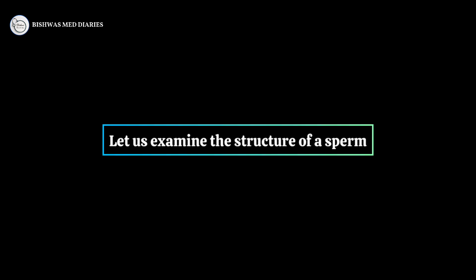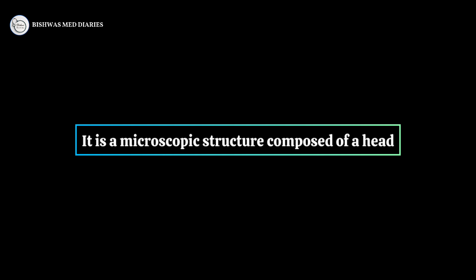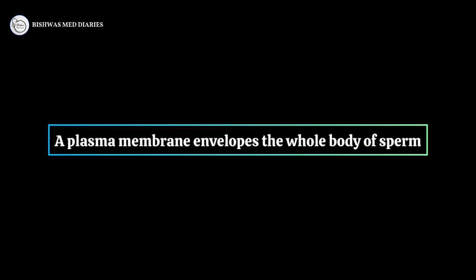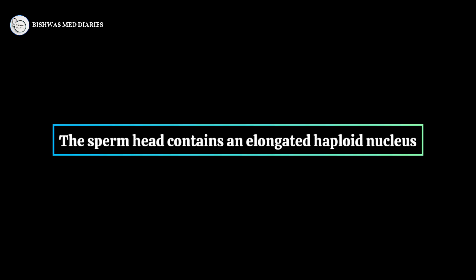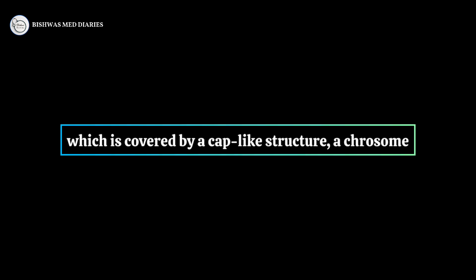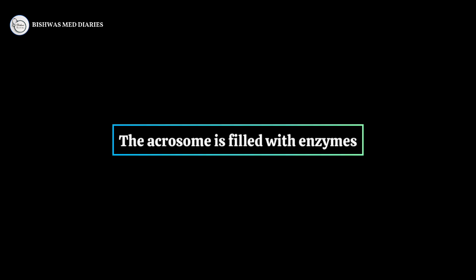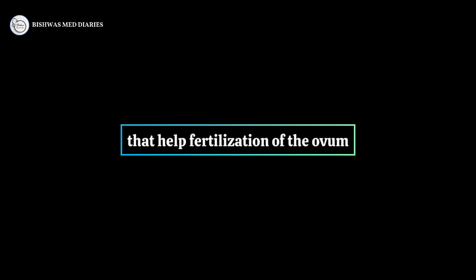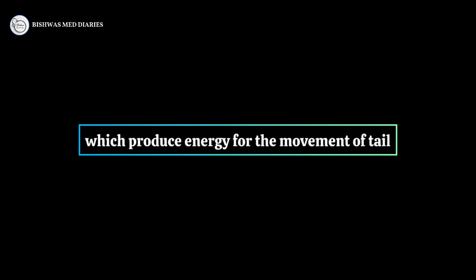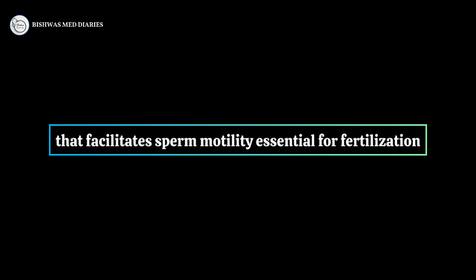Let us examine the structure of a sperm. It is a microscopic structure composed of a head, neck and a middle piece and a tail. A plasma membrane envelops the whole body of sperm. The sperm head contains an elongated haploid nucleus, the anterior portion of which is covered by a cap-like structure, acrosome. The acrosome is filled with enzymes that help fertilization of the ovum. The middle piece possesses numerous mitochondria which produce energy for the movement of tail that facilitates sperm motility essential for fertilization.